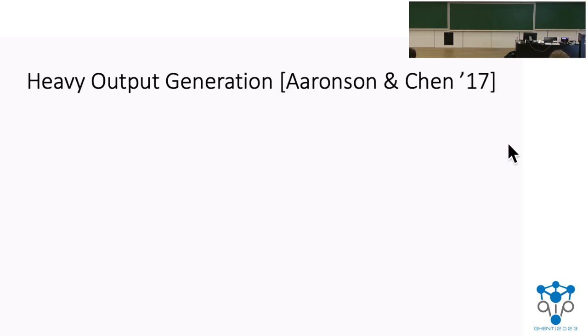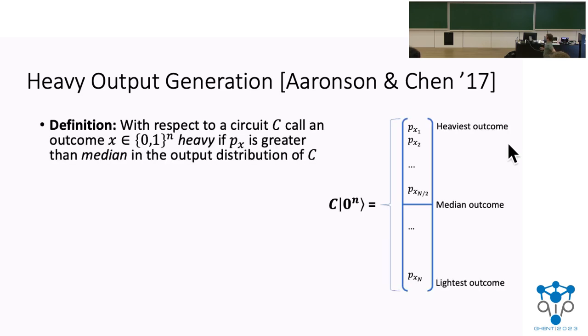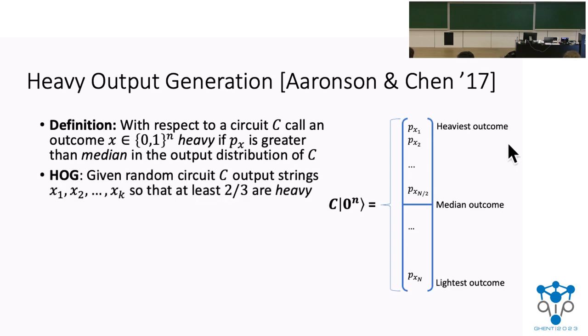And this is exactly the intuition behind the so-called heavy output generation problem, due to Aaronson and Chen from 2017. Here's a definition. With respect to a circuit C, they call an outcome x heavy if the probability of that outcome is greater than the median in the output distribution of the circuit. So what is the median? If we think about the output state as a probability vector with 2^n probabilities, we sort it from largest to smallest, and we take the middle entry, and that's the median.